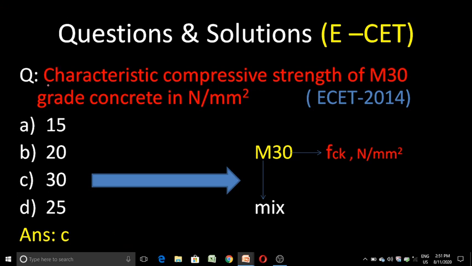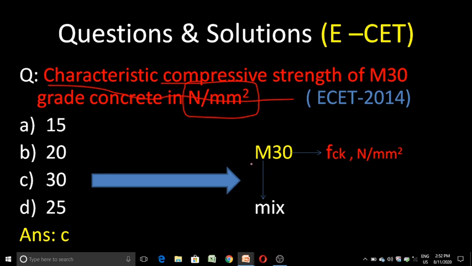The first question asked based on this topic is: the characteristic compressive strength of M30 grade concrete in Newton per mm square is. So it is a basic definition of a grade of concrete. You know, the grade of concrete can be designated as M suffix x. M is the mix, and the number x represents the characteristic compressive strength of a particular cube. Here the same thing is given.